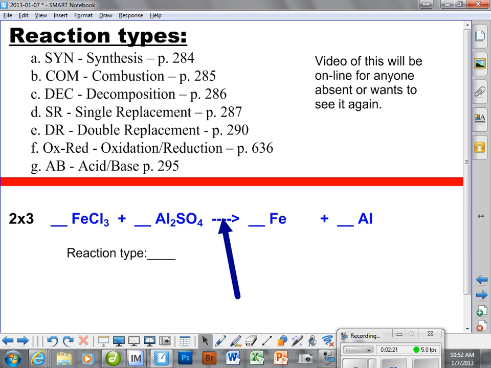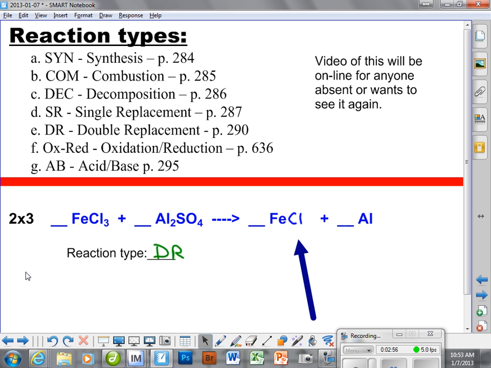Now we almost have a skeleton equation, except we don't know who's with the iron and the aluminum on the right side. And since this is a double replacement reaction, which is one of the things you need to state for each of the reactions that are being done, we know that the chlorine is going to go over here with the iron. And we're going to see what the charge is on the iron in just a moment.